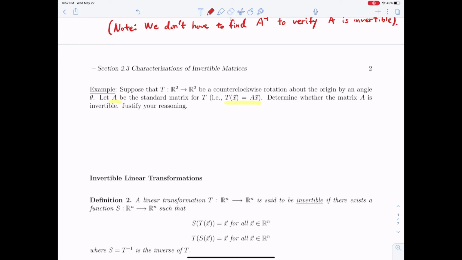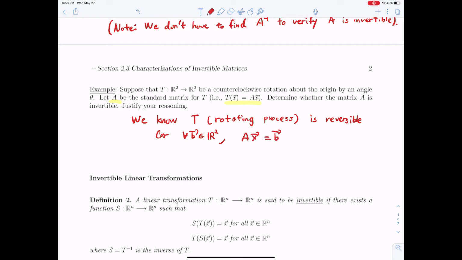Okay, so let's solve this problem together. So we know that T, the rotating process, is reversible. Or in other words, for given B in R2, we can find X such that B sits inside the image of the vector X. Or in other words, we can tell that this matrix equation has at least one solution. So by the invertible matrix theorem, IMT, part G, we can tell that A is invertible.